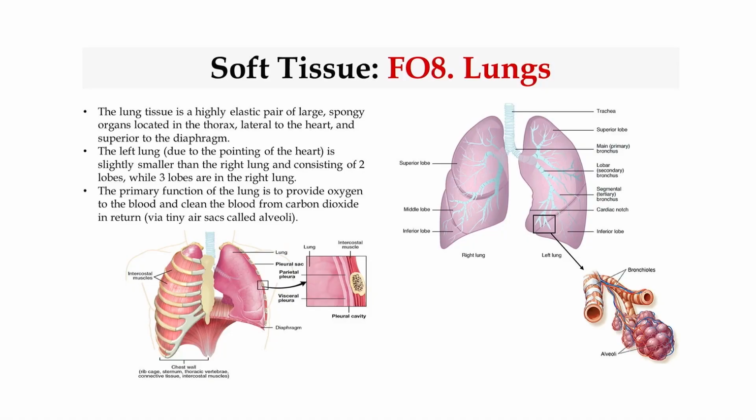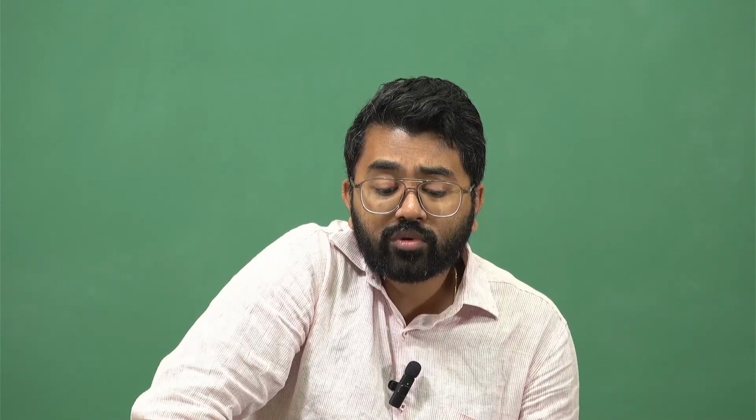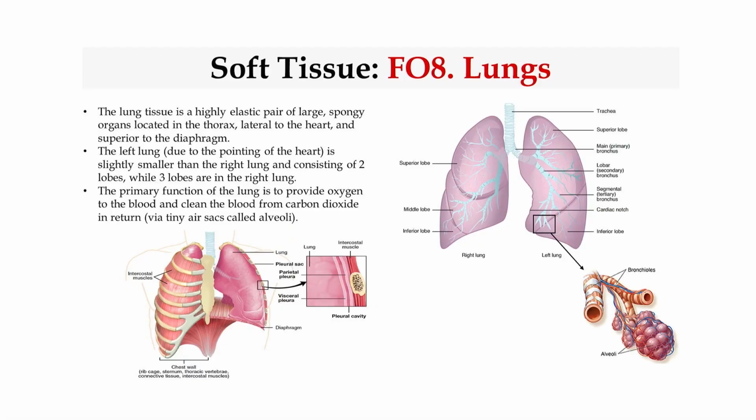The left lung, due to the pointing of the heart, is slightly smaller than the right lung and consists of 2 lobes, while there are 3 lobes in the right lung, right? So in terms of lobes, or the categorization of the different segments of the lungs, you can see on the right figure there is a superior lobe followed by the middle and the inferior lobe. This is for the right lung when you look at it from the screen. And from the left lung standpoint, you are looking at two different lobes because of the placement of the heart.